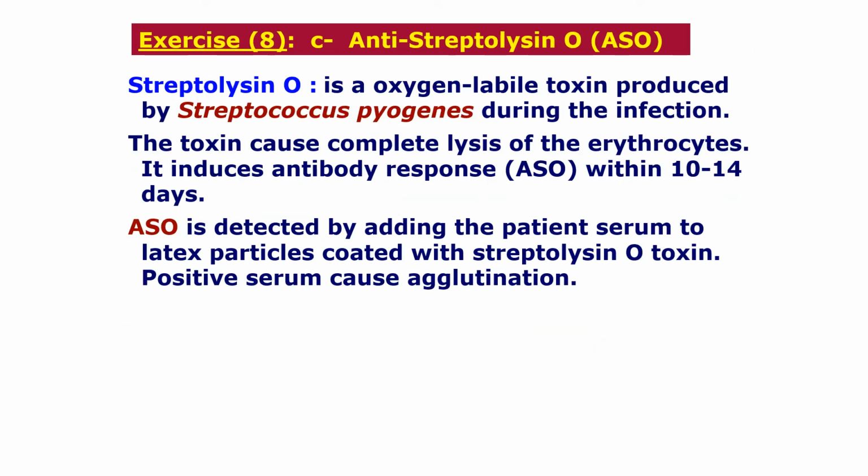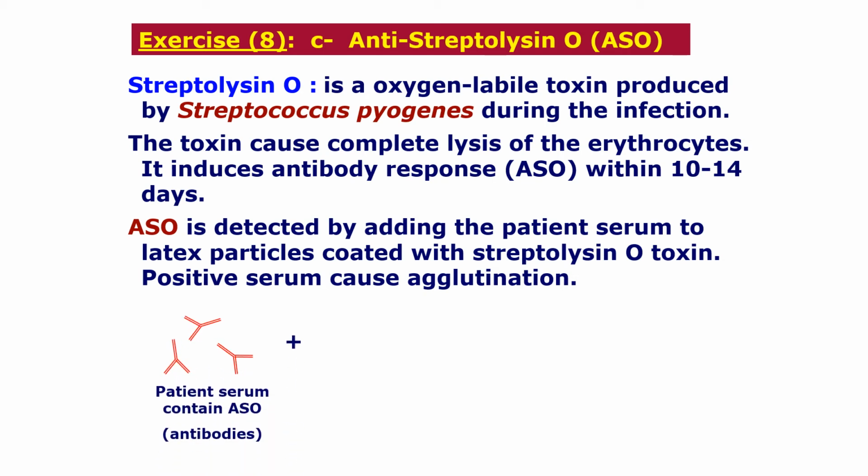Anti-streptolysin O. Streptolysin O is an oxygen labile toxin produced by a strain of bacteria called Streptococcus pyogenes. During the infection, Streptococcus pyogenes starts to produce this toxin. Our immune system will handle this toxin by producing anti-streptolysin O antibody within 10 to 14 days. How can we detect anti-streptolysin O in the patient's serum?